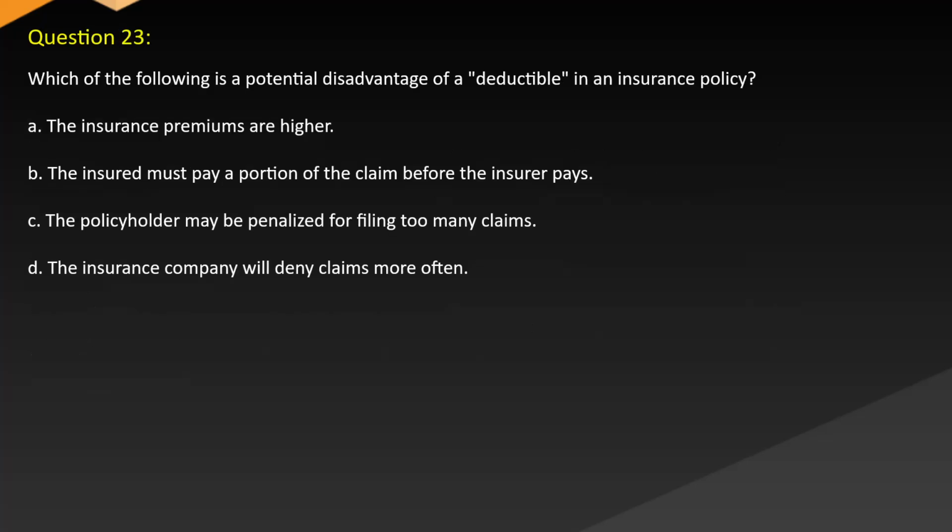Question 23. Which of the following is a potential disadvantage of a deductible in an insurance policy? A. The insurance premiums are higher. B. The insured must pay a portion of the claim before the insurer pays. C. The policyholder may be penalized for filing too many claims. D. The insurance company will deny claims more often.